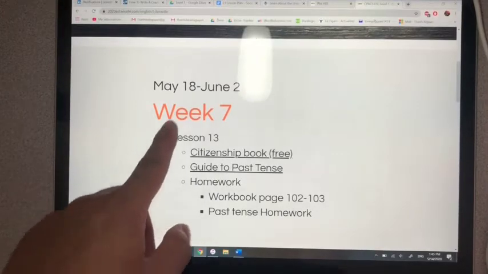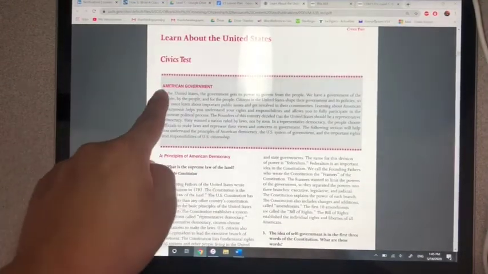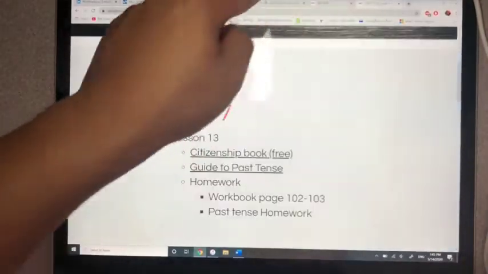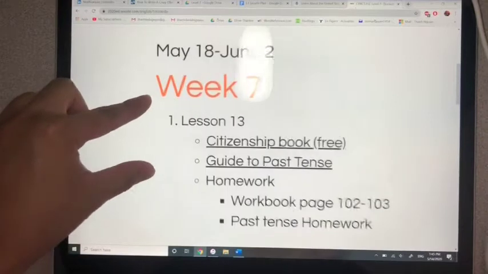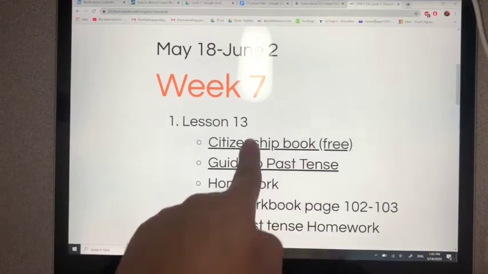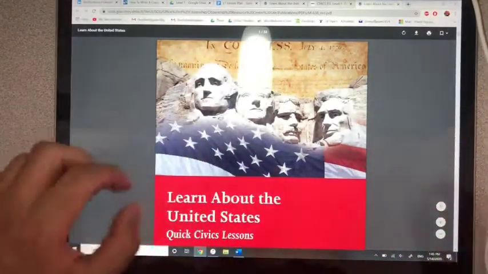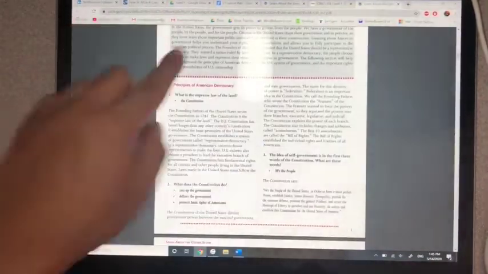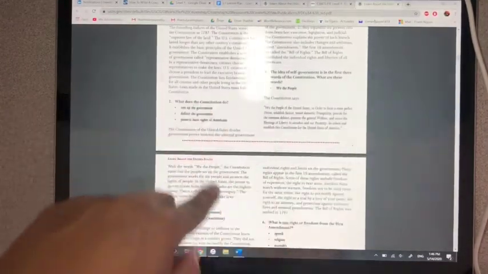So in part 1, I was talking about citizenship, the American government. If you want to look with me, or you want to study extra, you can look. If you want to look at this book with me, you can go to my website. Lesson 13, it says citizenship book. This book is free and it's online. You click here and it takes you to the book. And then you can look at the questions with me. This book is free. It's online, but right now it's very long, so be careful.